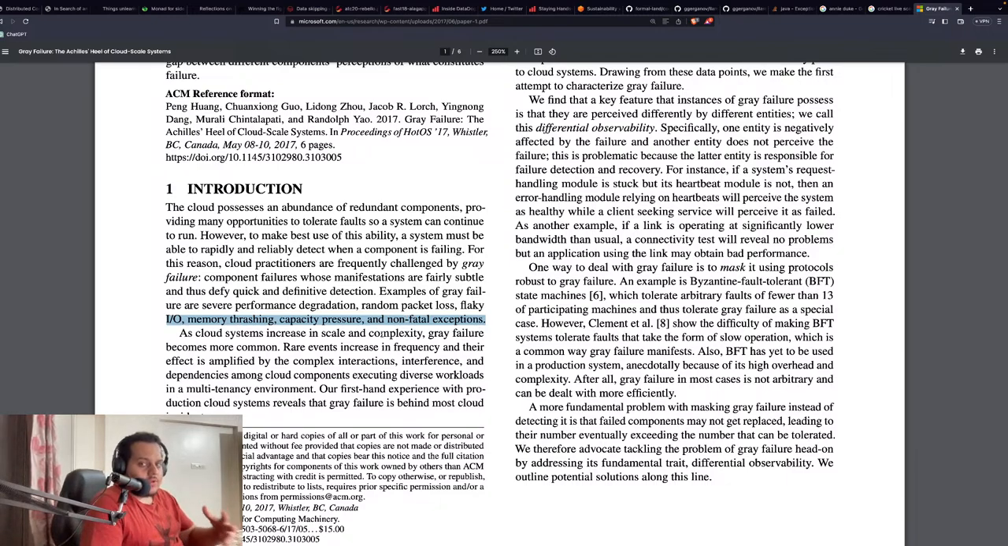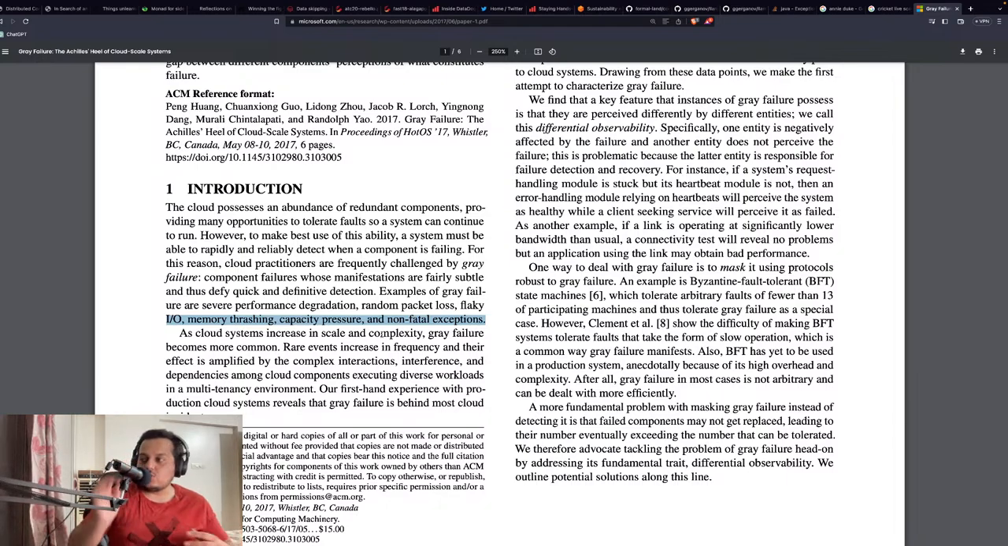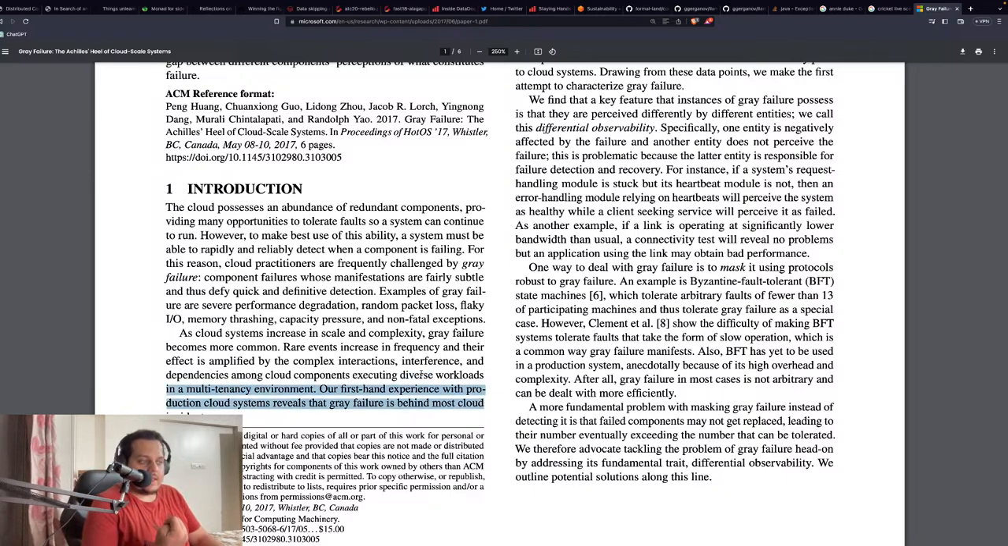As the scale of your application increases, as you go cloud scale, as you are building something of Azure scale, even if there is a 1% chance of a failure of a disk, for example, if you go to a 10,000 machine cluster, that chance increases. So there are higher chances that you will be seeing those rare failures which are not observed in a smaller deployment. In a diverse workload and a multi-tenancy environment, it is very common to observe these rare events. Okay, the first-hand experience is that gray failures are behind most cloud incidents.